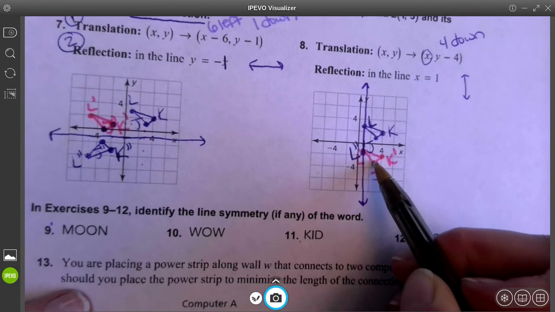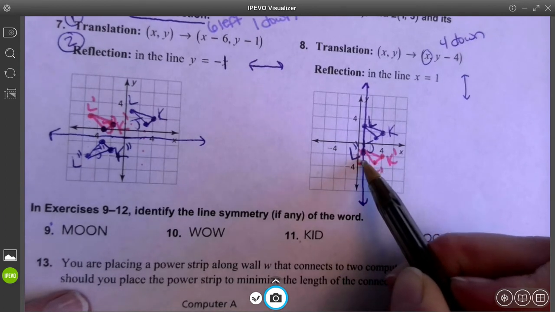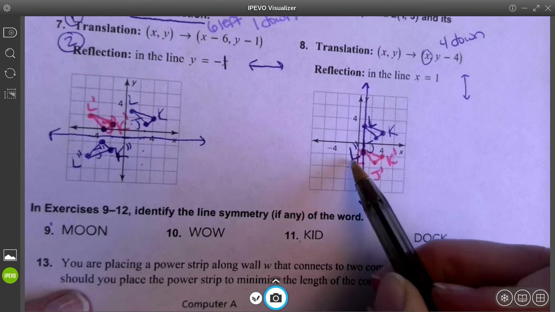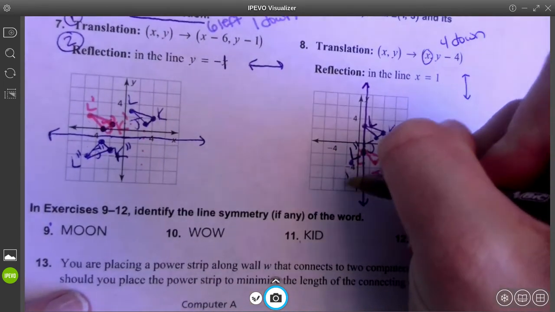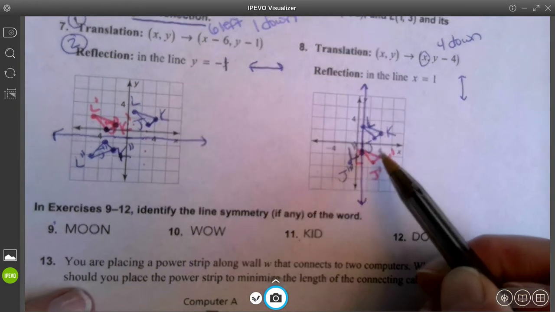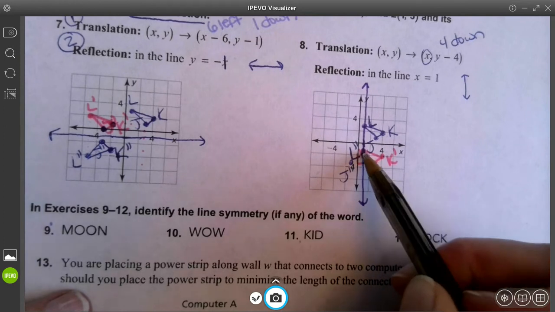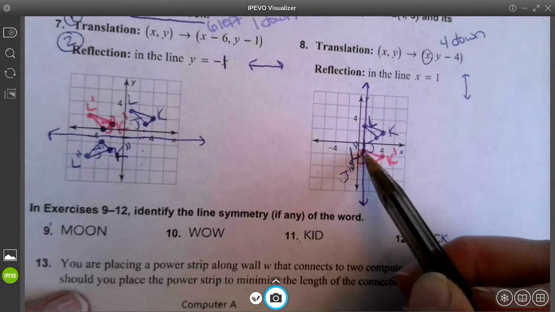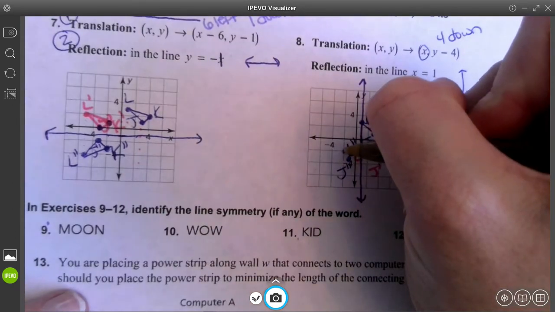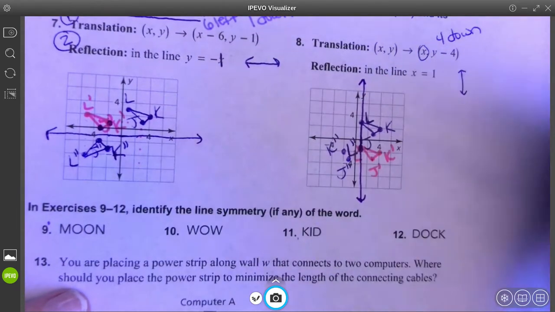J prime is 1, 2 units to the right of the line of reflection. So J double prime will be 1, 2 units to the left of the line of reflection. K prime is 1, 2, 3 units to the right of the line of reflection. So K double prime will be 1, 2, 3 units to the left of the line of reflection.